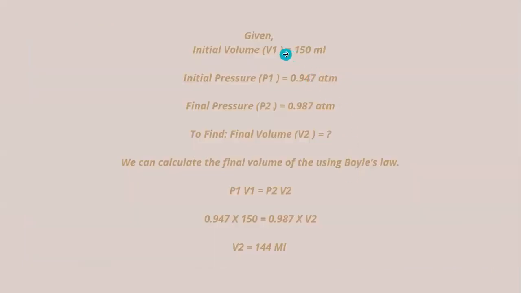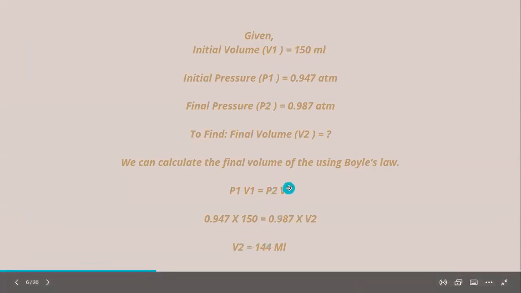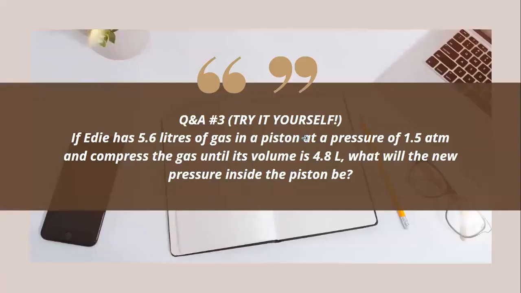So here we know the initial volume, the initial pressure, and the final pressure. We just have to do the same. We insert what is known into the formula, and then we cross multiply. So here we get V2 equals 144 milliliters. This is the third question for people to try for themselves.